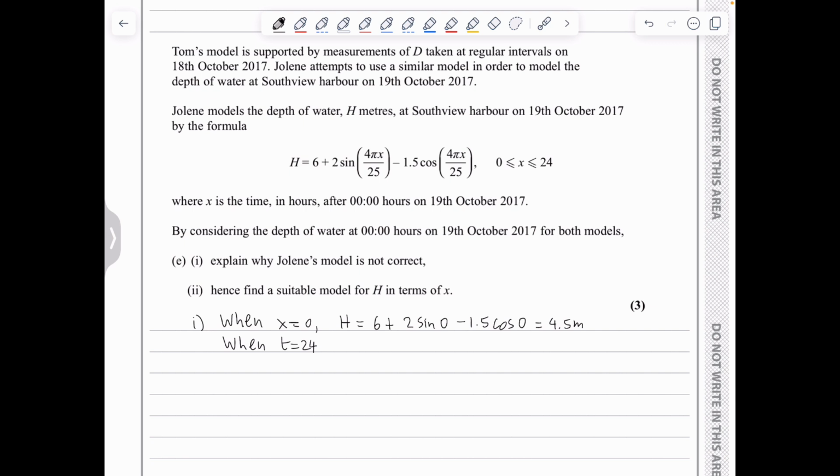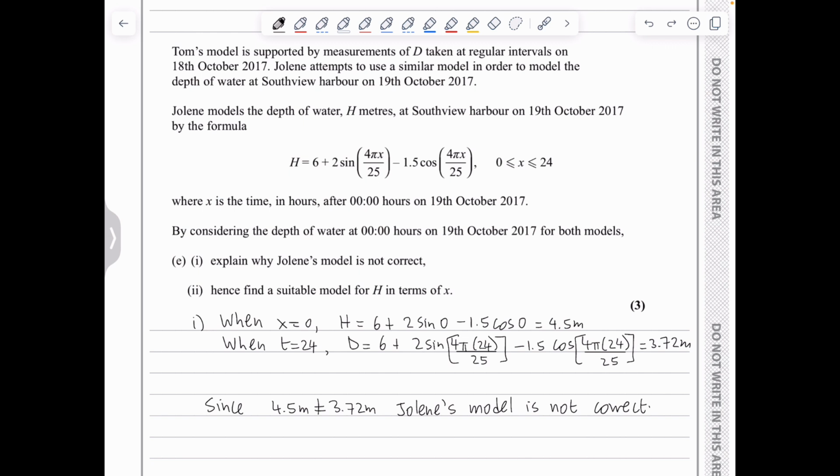It's the midnight of the previous day and the starting of the next day. So when t is 24, d is 6 plus 2 sine of 4 pi times 24 over 25. We're substituting t with 24, minus 1.5 cos of 4 pi times 24 over 25. This gives an answer of 3.72 meters. And since the two do not match, we say since 4.5 meters is not equal to 3.72 meters, Jolene's model is not correct.